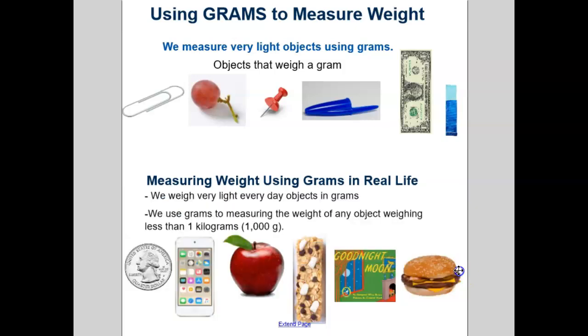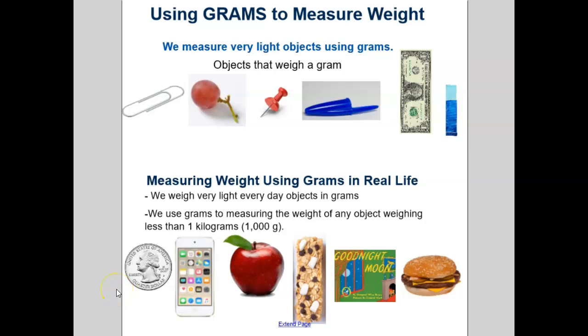So we measure very light everyday objects in grams. We use grams to measure the weight of any object weighing less than 1 kilogram. I always think to myself, if it weighs less than a pineapple or 2 loaves of bread, I know I would use grams to weigh the object. If it weighs more, I would use kilograms.